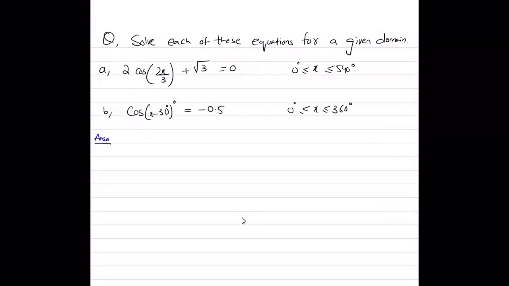So for the first part, 2 cos(2x/3) + square root 3 = 0. The first thing that I'm going to do is alter my range. The angle is 2x over 3. So if x is between 0 and 540, 2x upon 3 is going to be between 0 and 360. 540 times 2 divided by 3 is 360.